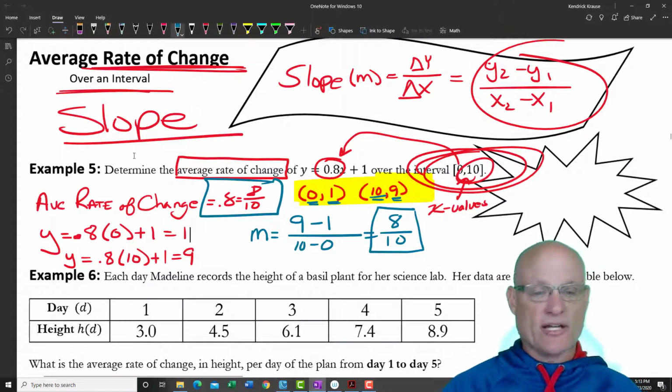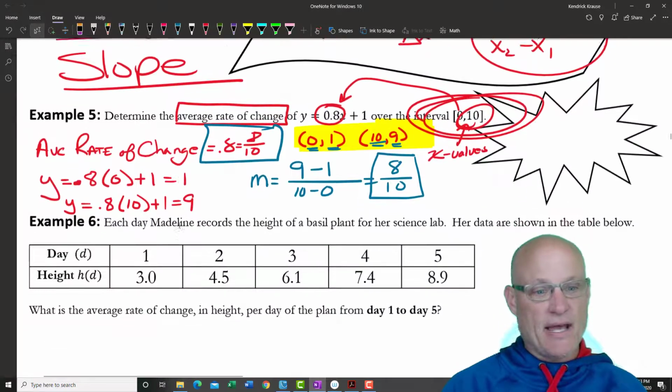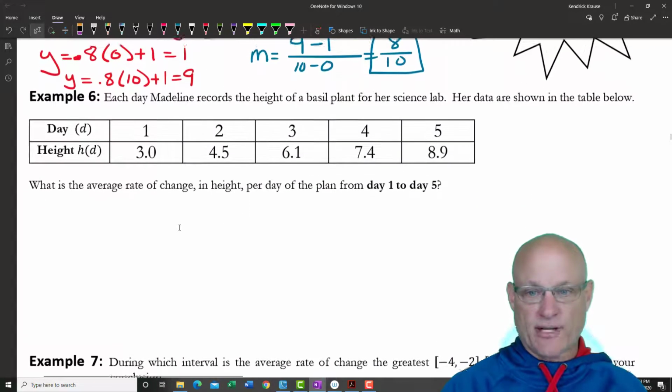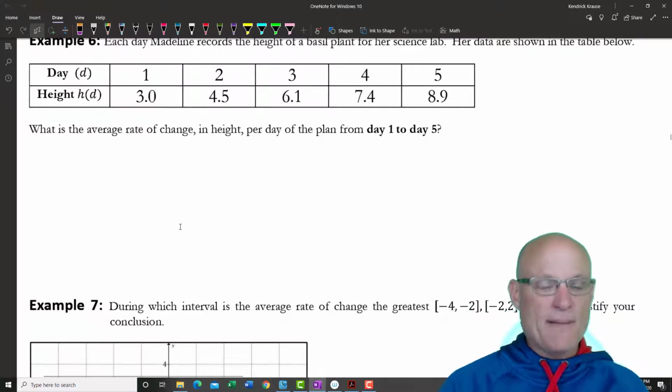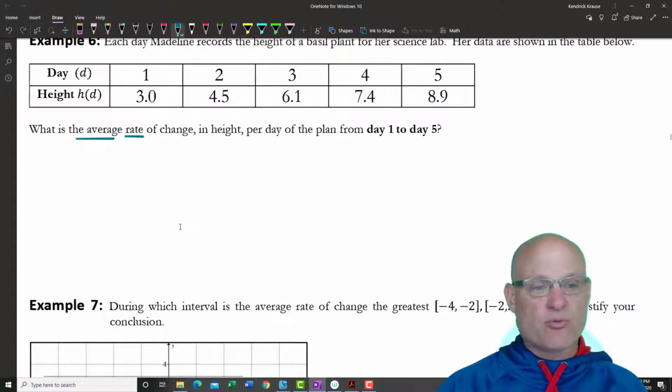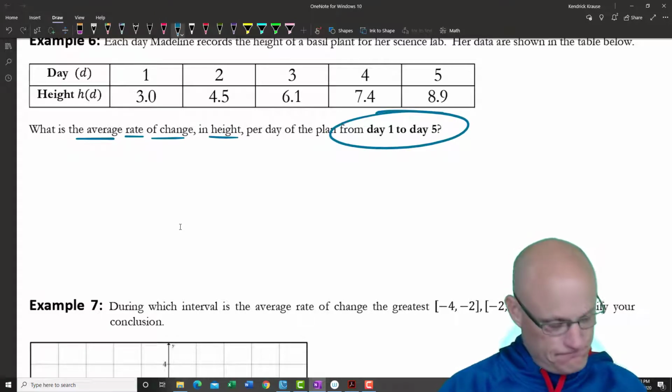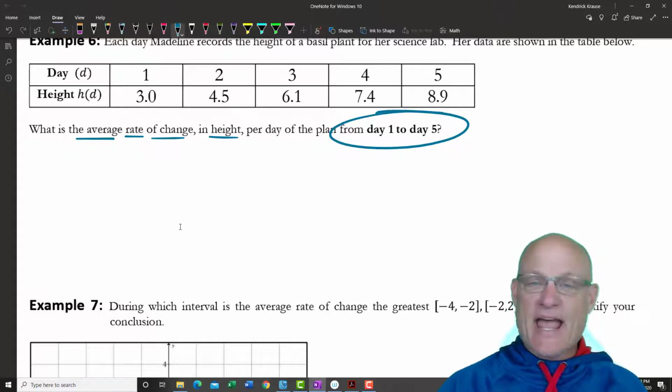Okay, now let's take a look at this. Each day, Madeline records the height of the basil plant in her science lab. Her data is shown below. So I'm asking you, what is the average rate of change in height per day from day 1 to day 5? Now, you're not going to average up all these numbers. That's not how this works.